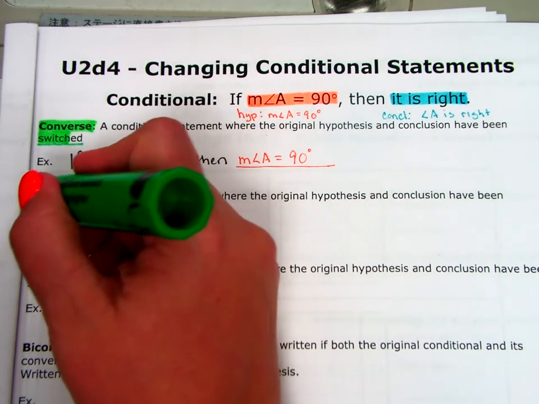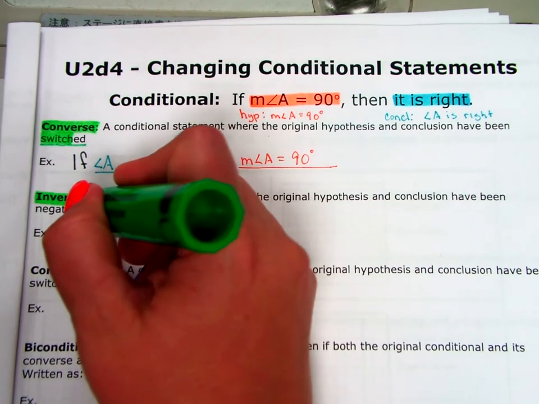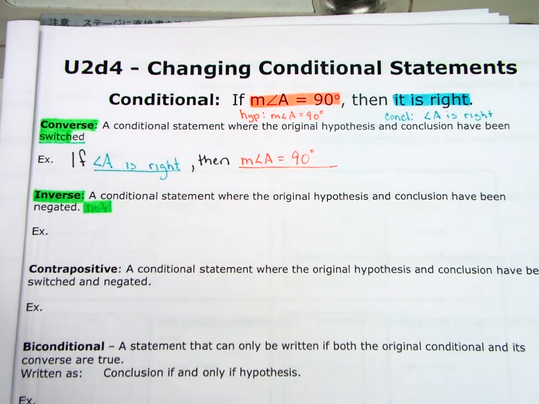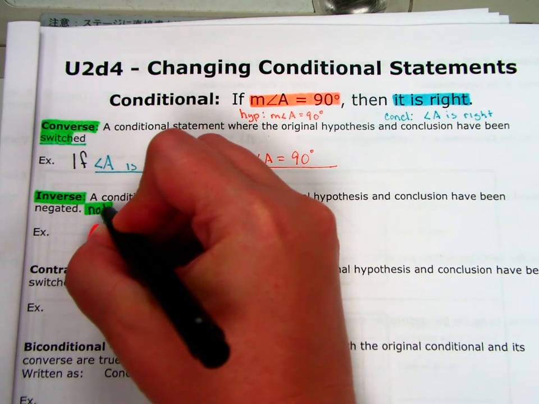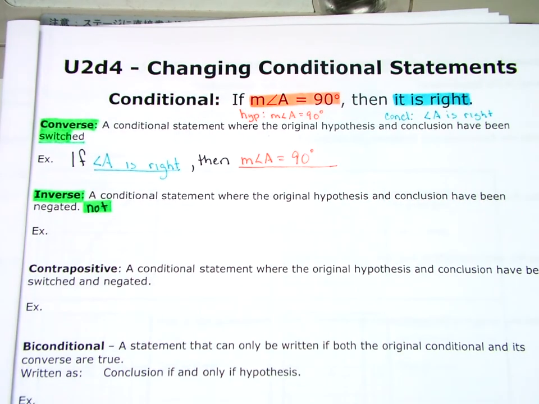Okay? So for the word inverse, if I ask you what the keyword is, oh, it's hard to see that when I highlighted it in green. I would go with not. Now, sometimes you're going to start with an original hypothesis or conclusion that already has a not in there.